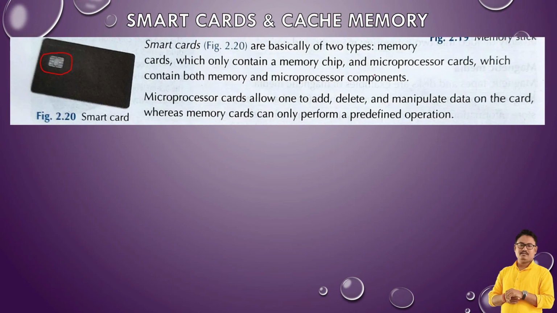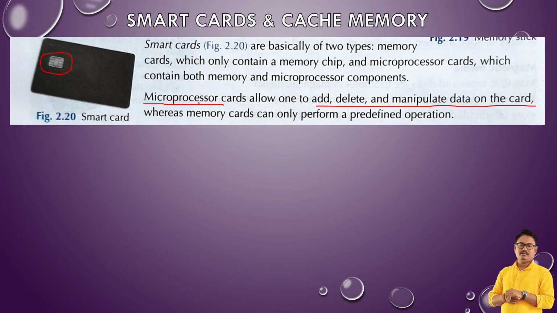Which only contains a memory chip, and the microprocessor card is there. That is called the smart card. The microprocessor card allows one to add, delete and manipulate data on the card, whereas the memory card can only perform predefined operations. Smart cards are of two types, memory cards and microprocessor cards. With the memory card, only the predefined information can be accessed. And with the microprocessor, you can add, delete and manipulate the data on the card.